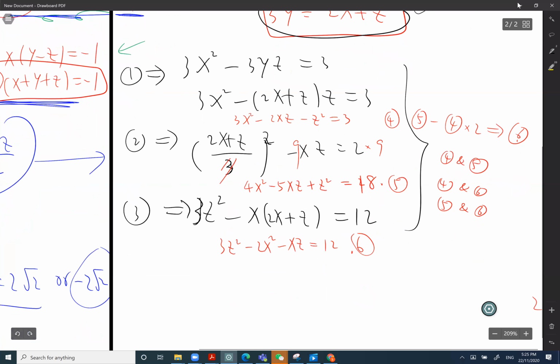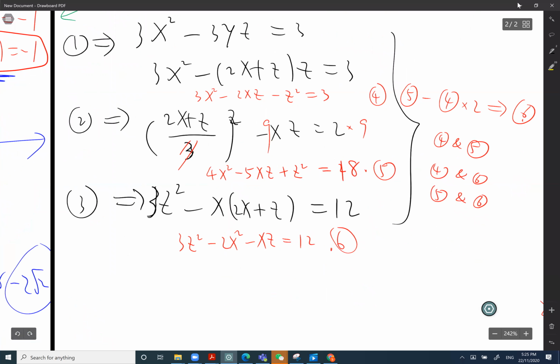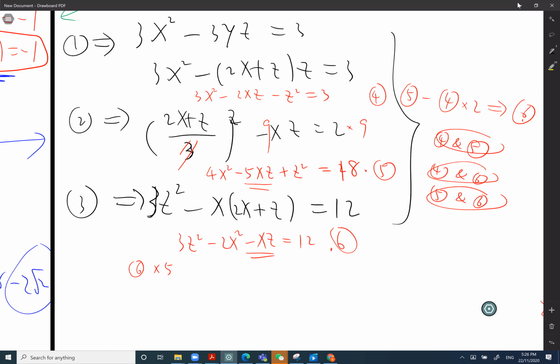When we solve equations, we don't like the xz term. For example, we try to cancel xz. You can use any 2 equations to cancel xz. For example, to cancel xz, equation 6 times 5 minus equation 5.